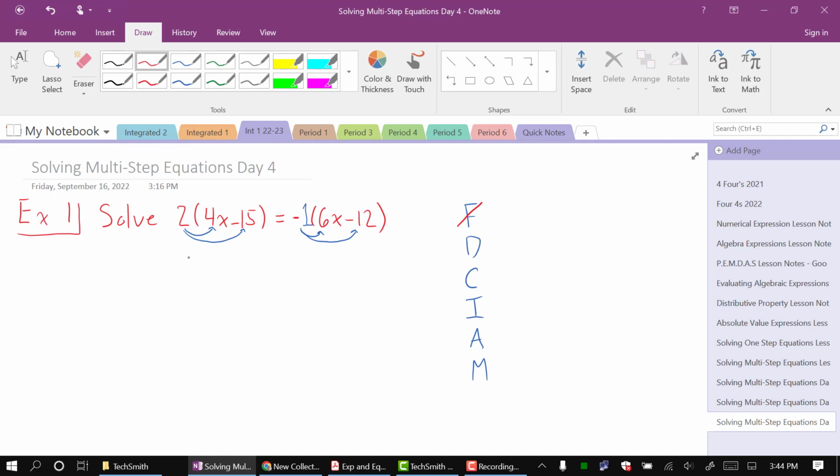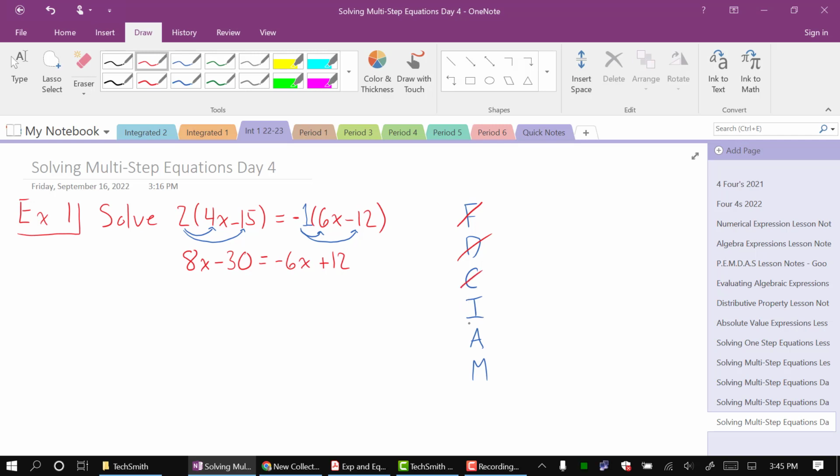So 2 times 4 would give me 8x. 2 times negative 15 would give me negative 30 equals. Negative 1 times 6 is negative 6x. Negative 1 times negative 12 is positive 12. So I've done the distribution. Now I want to collect my like terms, but I notice on the left and on the right, I do not have any like terms. So I can go ahead and cross that out.